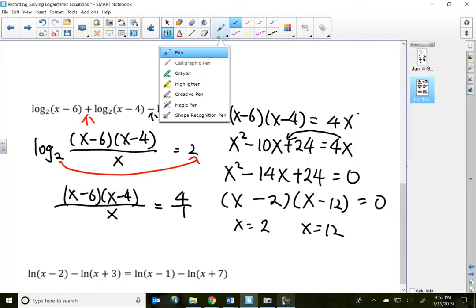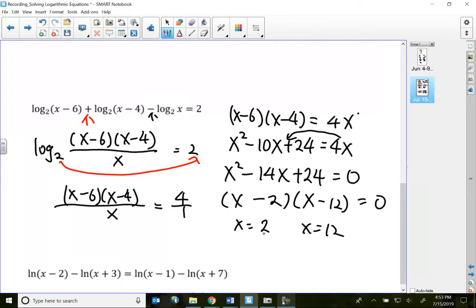All right, watch. If I put 2 right here where the x is, 2 minus 4 is negative 4. 2 minus 6 is negative 4. So that means I will take a logarithm of a negative. So I actually cannot use 2 for answer. So my answer, x equal to 12.